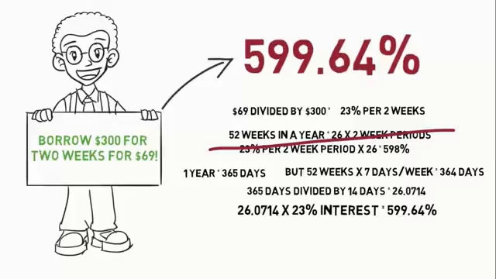To do that, we have to figure out how many of these 2-week periods fit into a year. Your first instinct is to think, well, there are 52 weeks in a year, so that's 26 2-week periods. Multiply 23% per 2-week period by 26 to get 598%. But that's not actually the exact formula used.